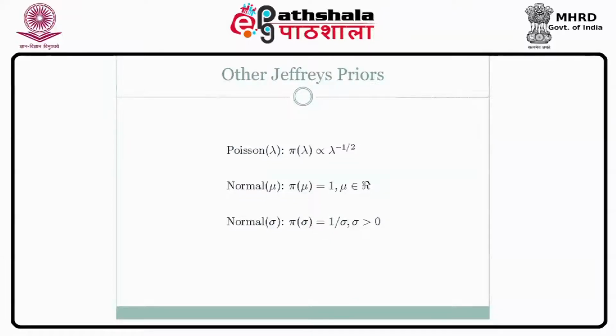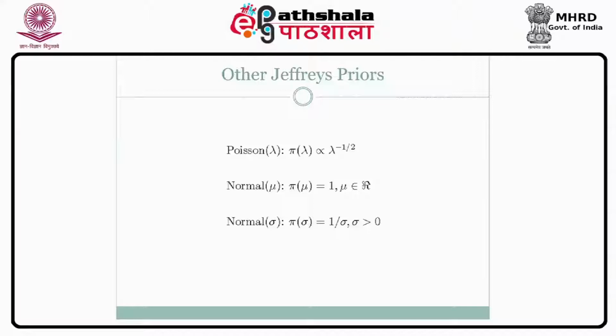We can compute the Jeffreys prior for some other distributions too, like for the normal with mu and sigma. You see that the Jeffreys prior comes out to be pi lambda proportional to lambda to the power minus half. Pi mu, when sigma is known, is 1, with mu belonging to the real line. Incidentally, this is the location invariant case. So the location invariant prior and the Jeffreys prior match.